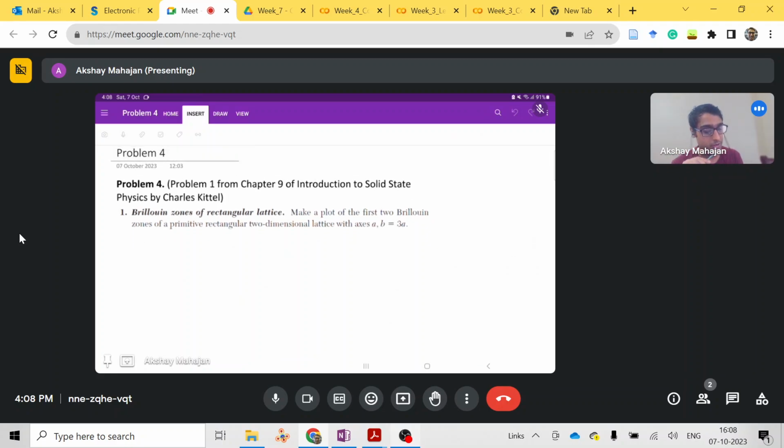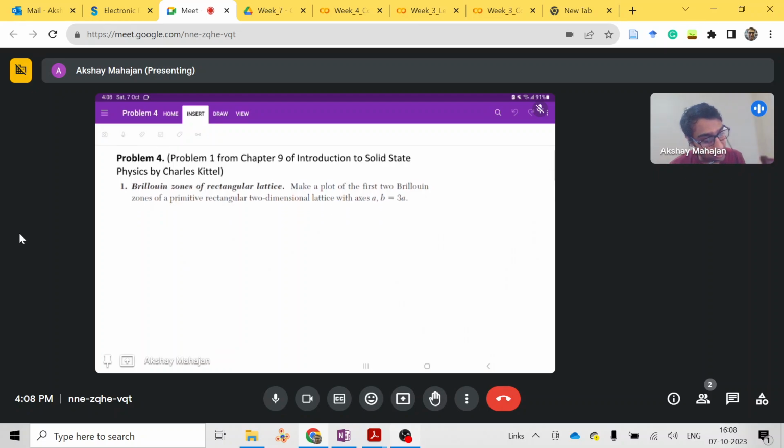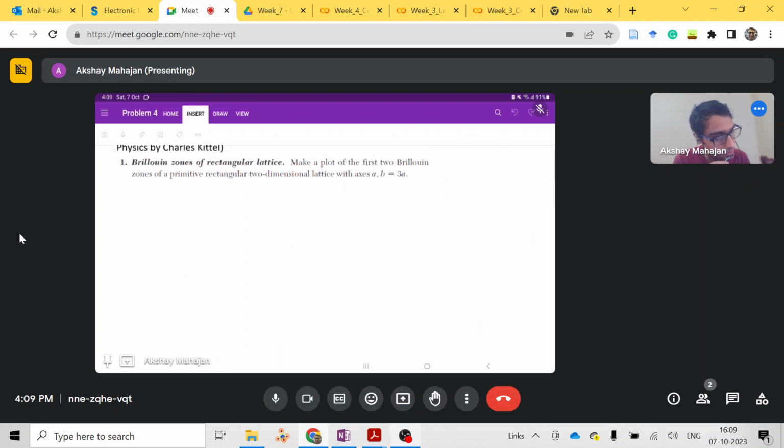This problem is from Charles Kittel's book, problem number 1 from chapter 9 of Introduction to Solid State Physics. We are asked to make a plot of the first two Brillouin zones of a primitive rectangular two-dimensional lattice with axes A and B equal to 3A. Alright, so let us do it.